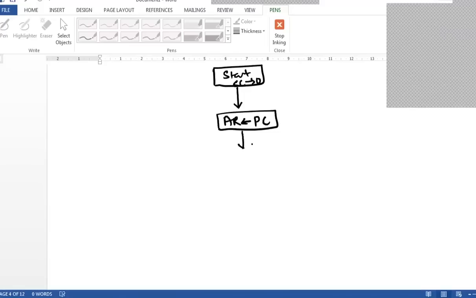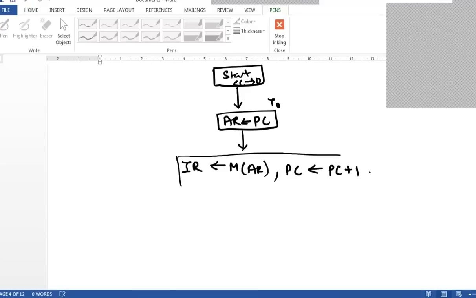So this was taking place at time T0. After this step, what did we do? We read the word from memory location AR and we placed it into IR. And along with this, what did we do? We incremented the program counter as well. So this entire operation takes place at time T1. ये ध्यान से देखना and you will understand this flow chart if you have understood the entire process.